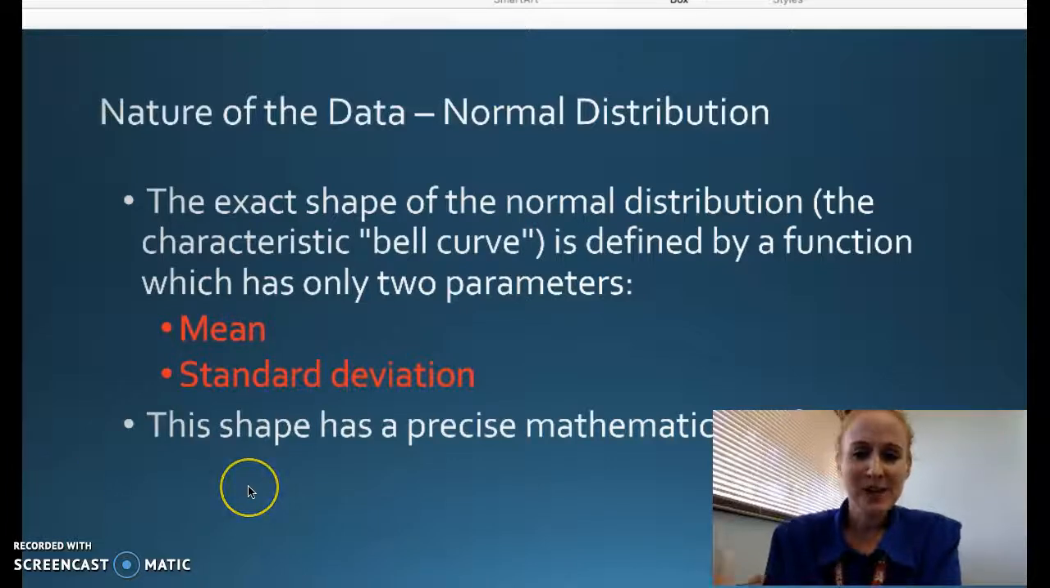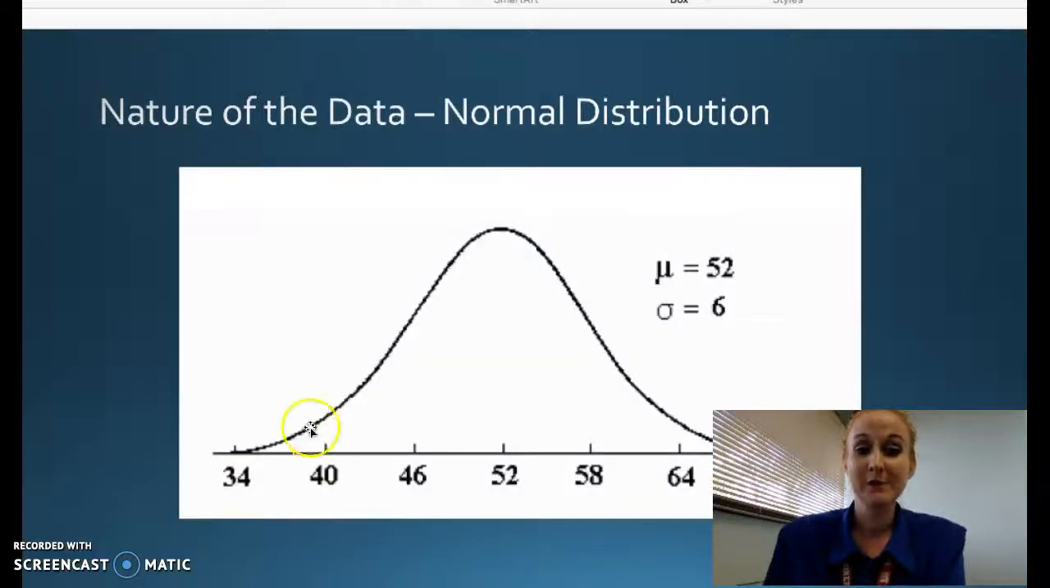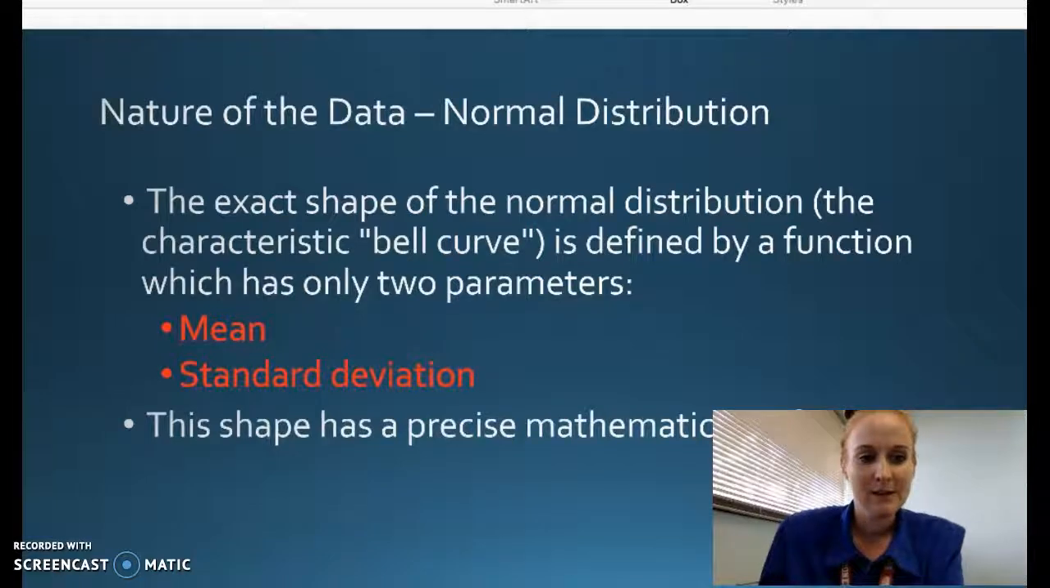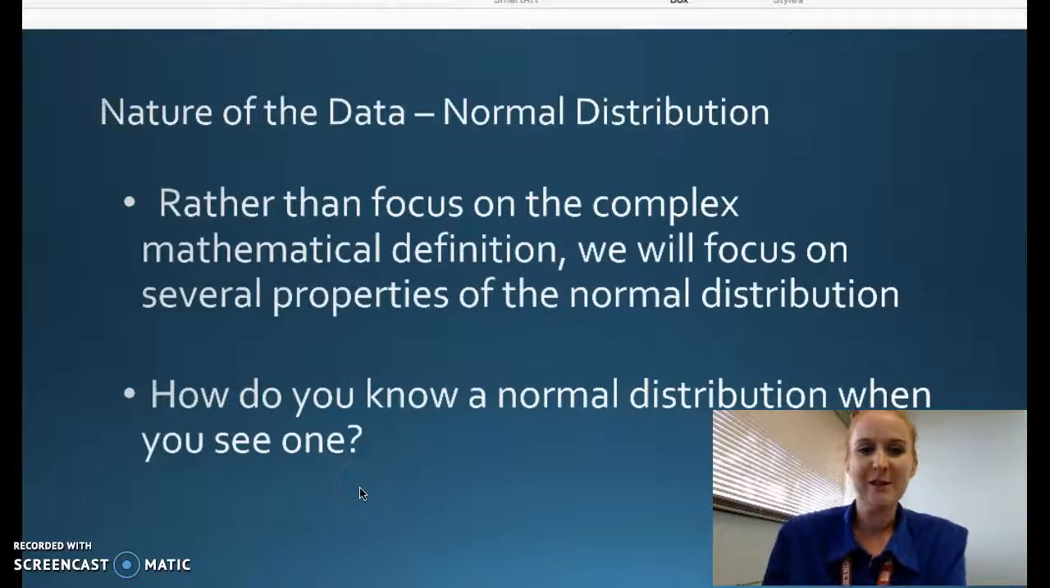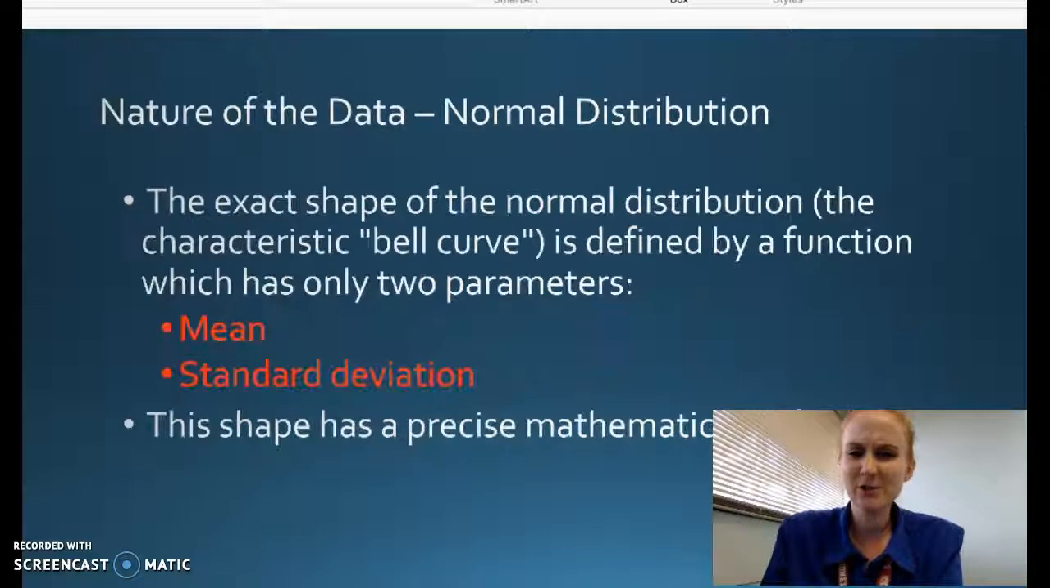Okay, the shape of the normal distribution, what we call the bell curve, as you've heard it many times, is defined by a function which only has 2 parameters, the mean and the standard deviation. The shape has a precise mathematical definition. Again, that beautiful symmetry, which can allow us to make very accurate calculations. That's why we like it. Okay, so rather than focus on the mathematical definition, we're just going to look at the properties of the normal distribution. So how would you know one when you see one? Maybe you're in some data in SPSS and you're like, is this a normal curve? I don't know.